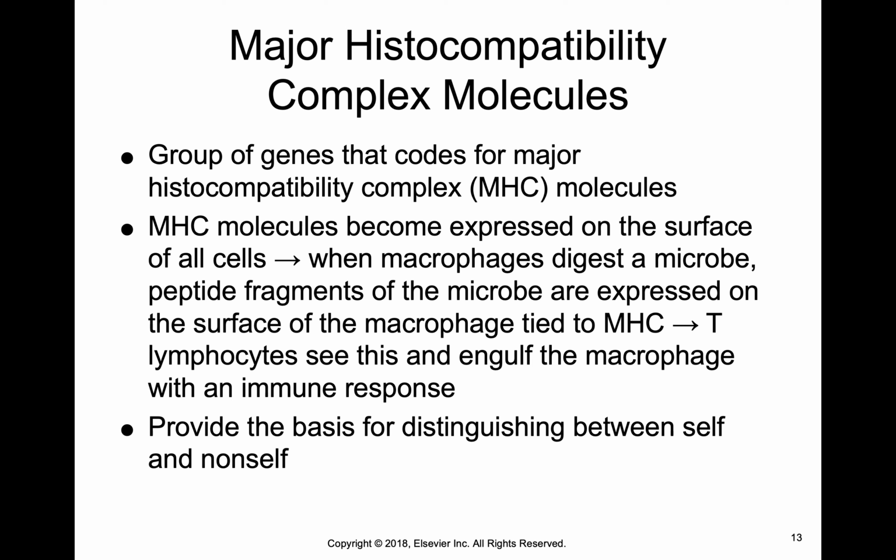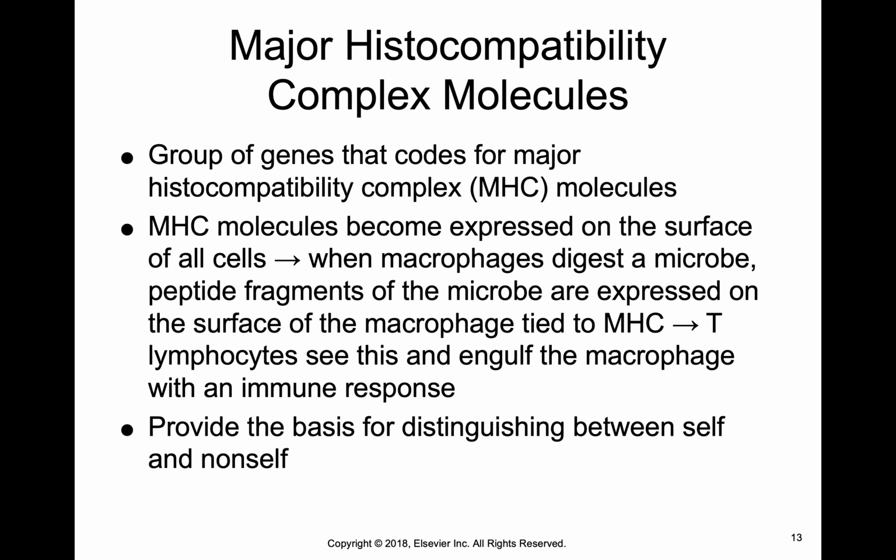This slide is about major histocompatibility complex molecules, MHCs. Now, there's a group of genes that code for MHC molecules. And when MHC molecules become expressed they're expressed on the surface of all cells. When macrophages digest a microbe or a foreign invader, there's going to be peptide fragments of that invader, which will then be expressed on the surface of the macrophage tied to a major histocompatibility complex molecule.